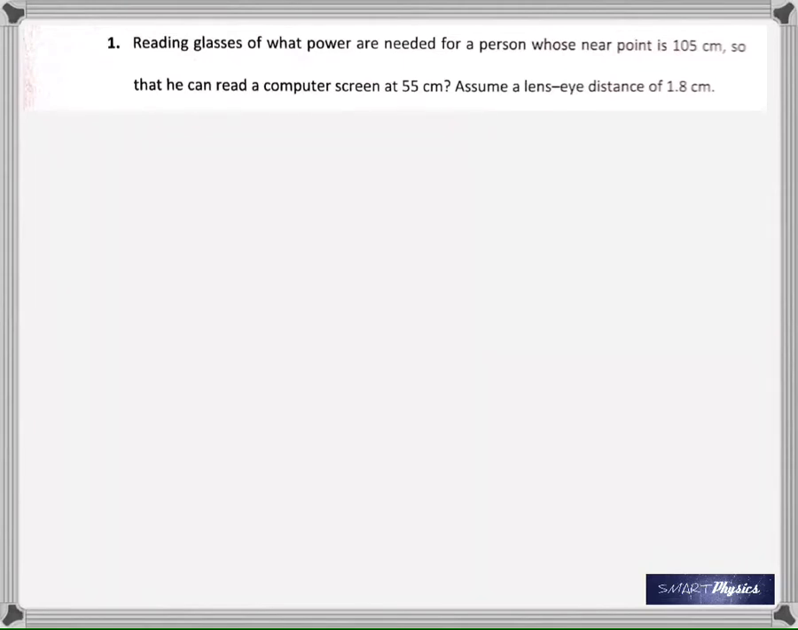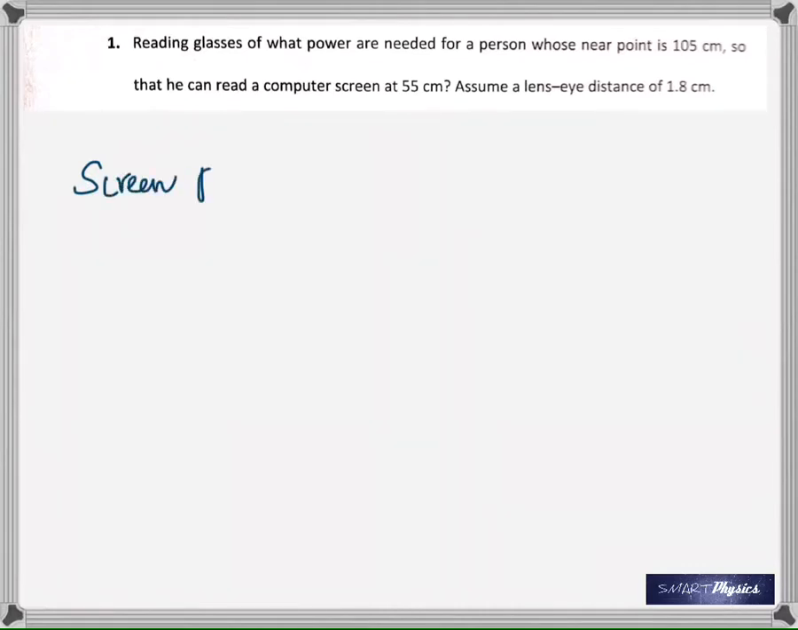Now, he has a defect that is called long sight because his near point has been shifted. So he has to wear convex lenses. And what will the convex lens do? It will produce an image of the computer screen at a distance of 105 centimeters so that the lens in his eye can take it over from that point. So together the image would be produced on the retina.